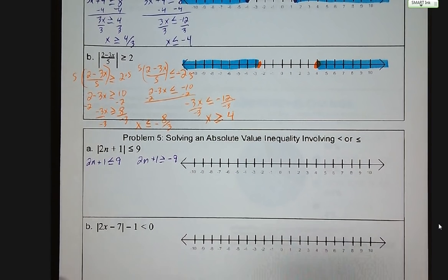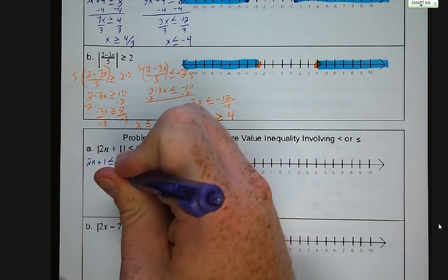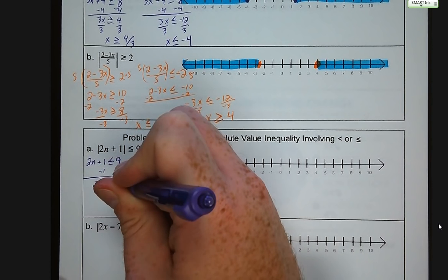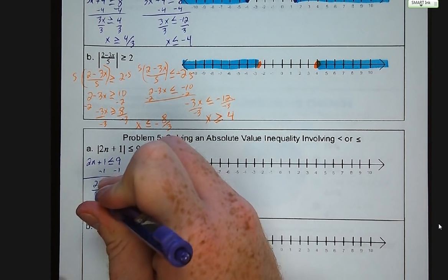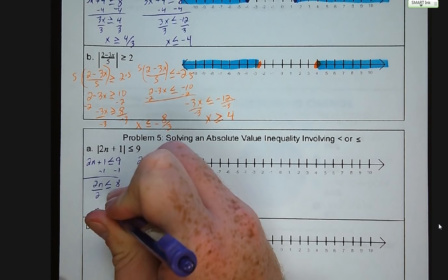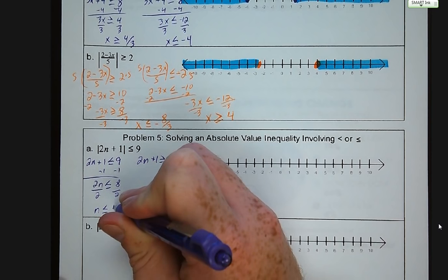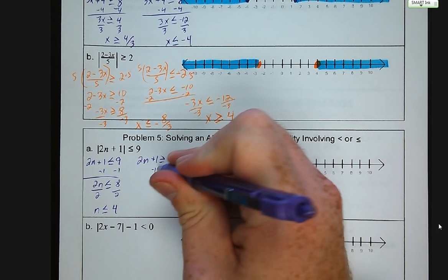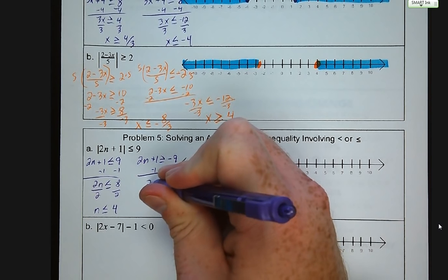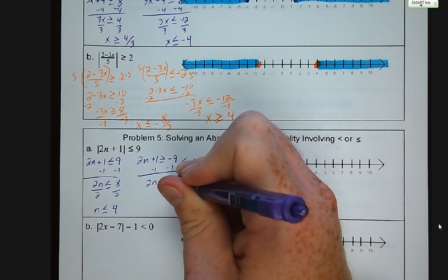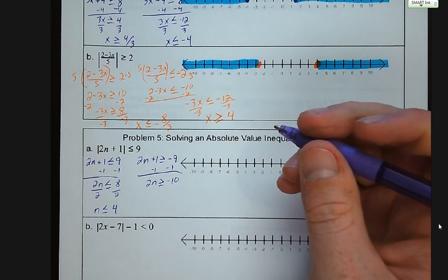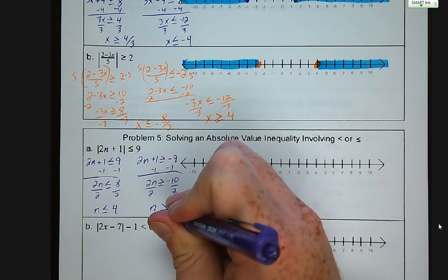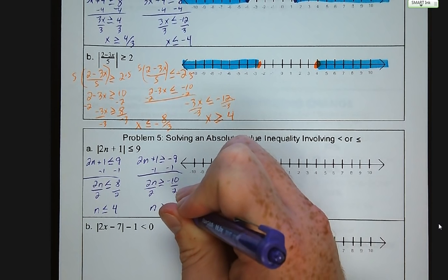All right, start off, we're subtracting 1 from both sides. 2n is less than or equal to 8. Divide by 2. n is less than or equal to 4. Okay. Our second equation, we subtract 1 from both sides. 2n is greater than or equal to -10. Divide both sides by 2. n is greater than or equal to -5.